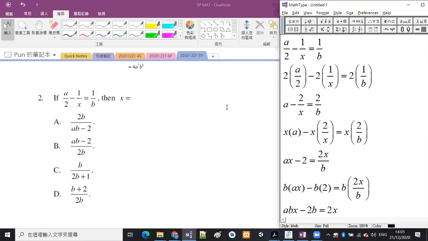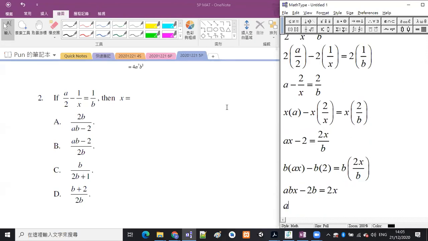Okay, and then we may do our job to make x the subject. I want x to be the subject, so I need to put all the x terms to one side, and then all the non-x terms to the other side. So I'm going to put the 2x to the left, and then put the negative 2b back to the right. So all the x terms are on the left hand side now, and all the non-x terms are on the right hand side now.